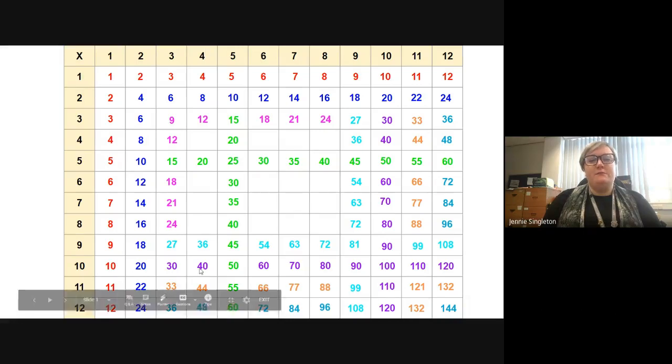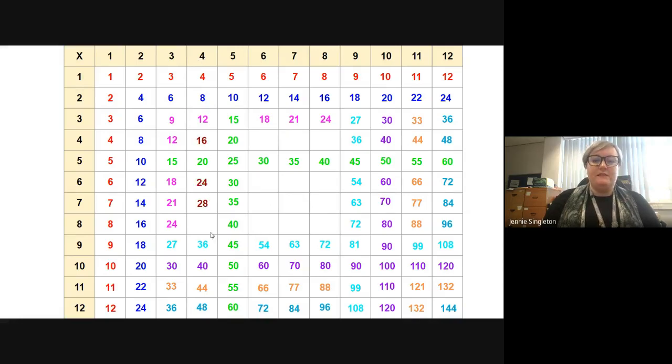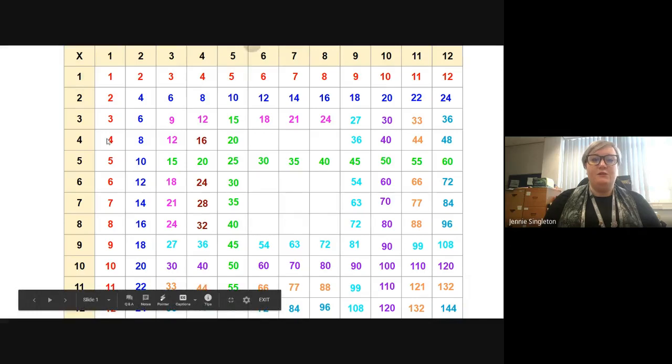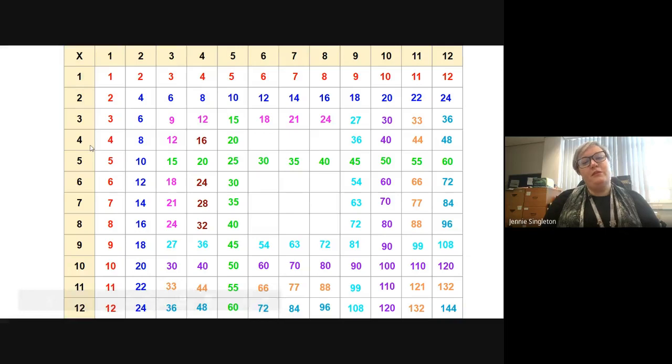4 times 2 is a little bit more difficult. It's basically double it and double it again. So if I'm doing 4 times 2, if I double 2, I get 4. And if I double it again, I get 8. So using this method, we can fill in this column. So 4 times 4, 4 doubled is 8. Double that, you get 16. Because I know what this column is, I can now fill in this row.